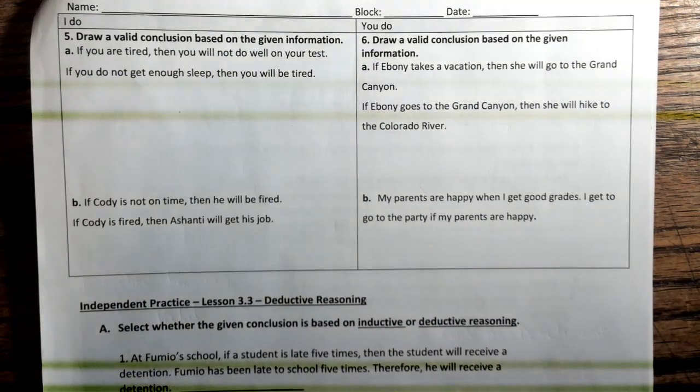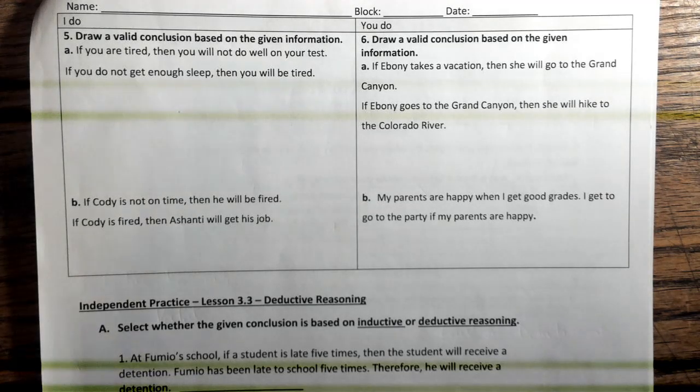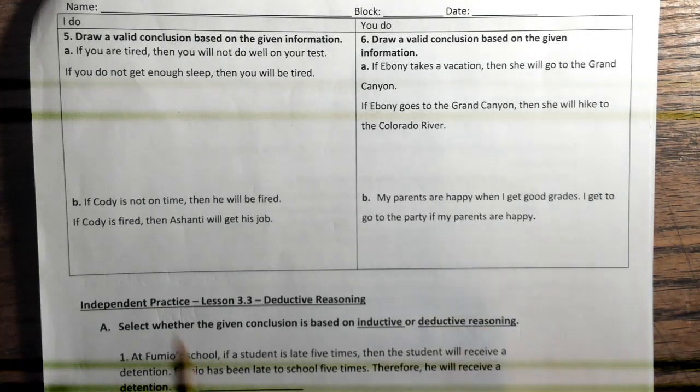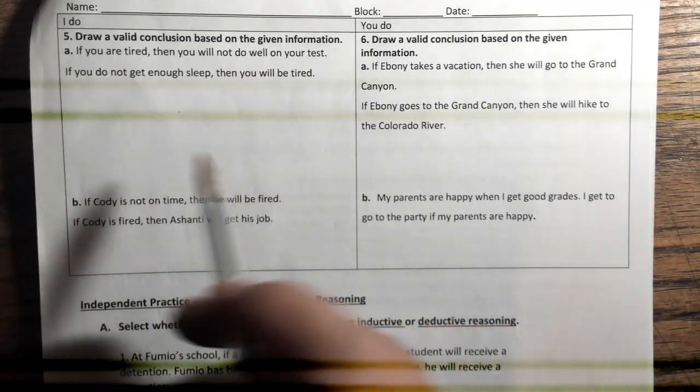So, page 15, number 5. Draw a valid conclusion based on the given information. Part A, if you are tired, then you will not do well on your test. If you do not get enough sleep, then you will be tired. So we're gonna make a valid conclusion off of this. So if you're tired, then you won't do well on the test. If you don't get enough sleep, then you'll be tired.